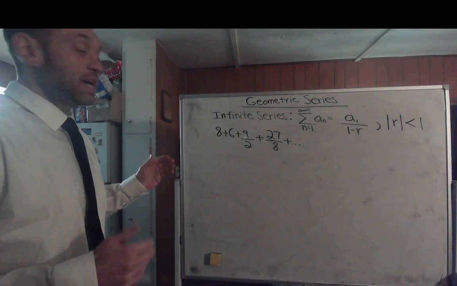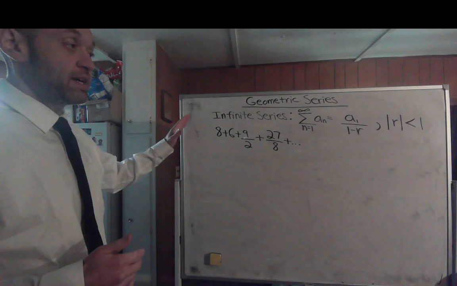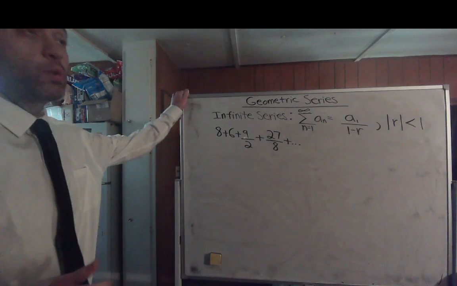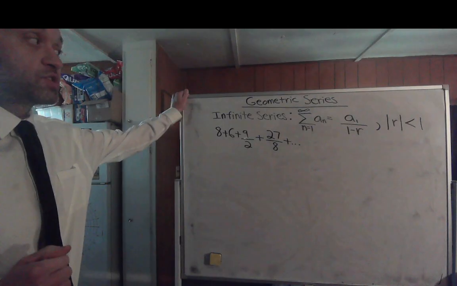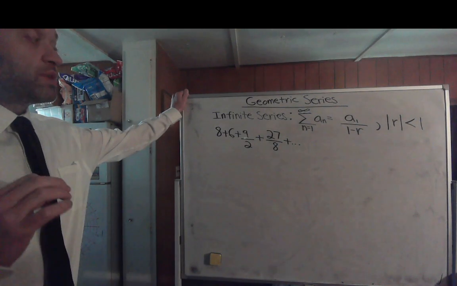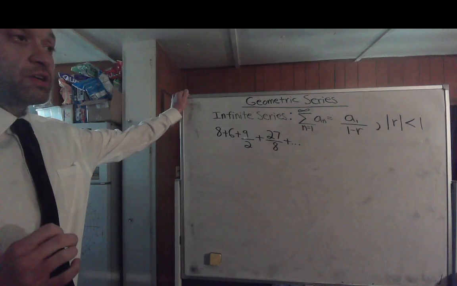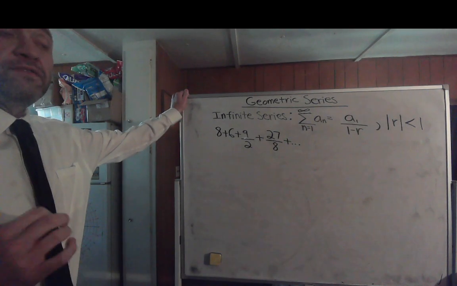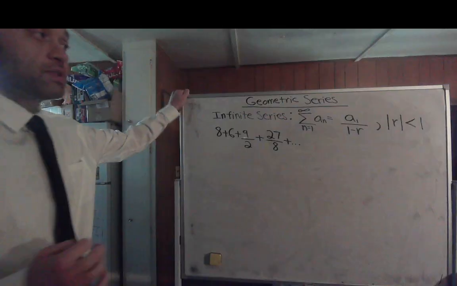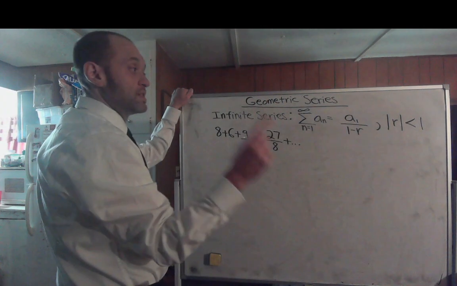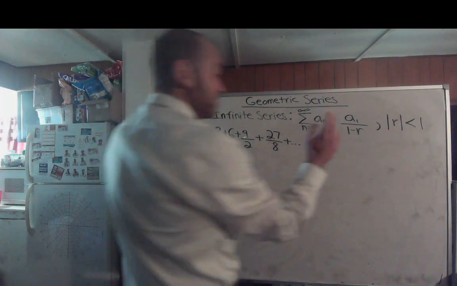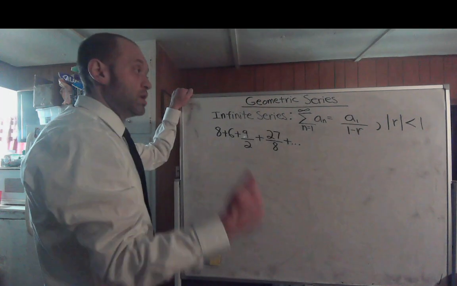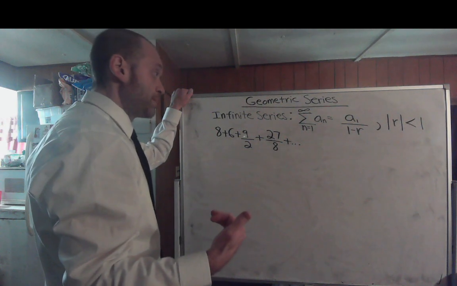So today we are going to talk about infinite geometric series. Now, last lesson we talked about finite geometric series where we always had a finite answer. An infinite geometric series, you only can get a finite answer under the condition that the absolute value of your common ratio is less than 1. If it's greater than or equal to 1, it'll diverge.